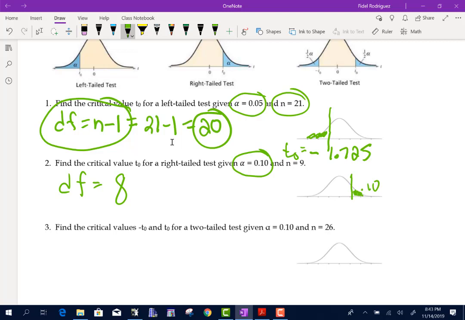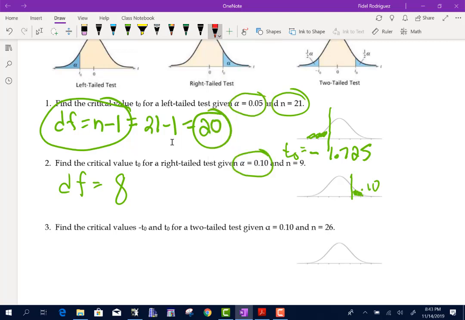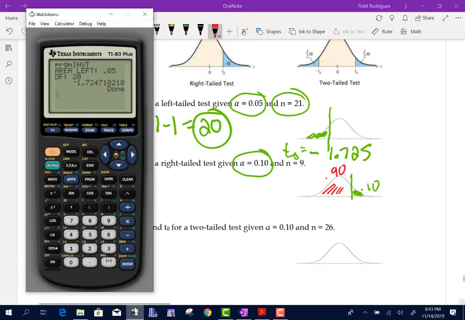Okay. Now guys, remember when I told you when we're using the inverse norm or the inverse t, my calculator and my table always tell me the area to the left. So my question to you, if the area to the right is 0.10, what would the area this way be? 0.90. There you go. So guys, when I go to my inverse t, the area to my left is going to be 0.90.